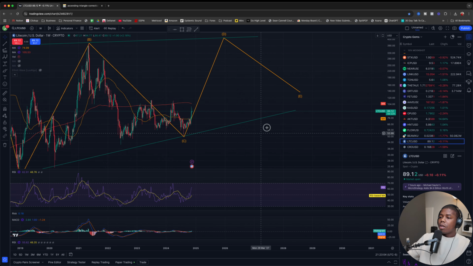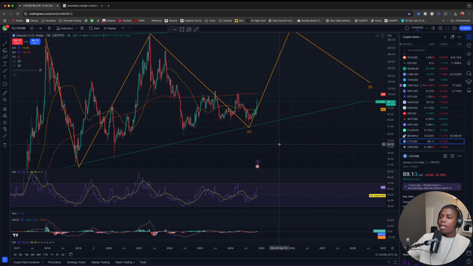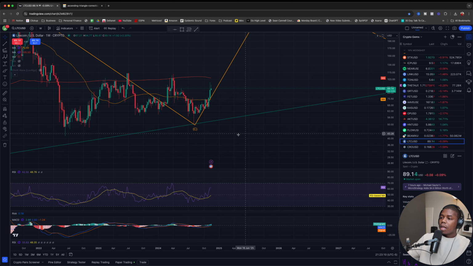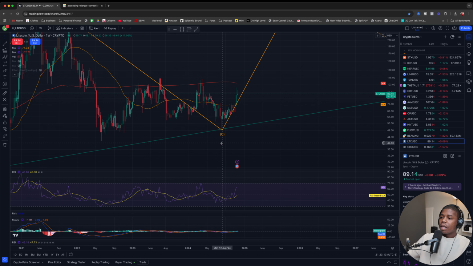So let's zoom in a little bit more and see what we've got when it comes to these weekly candles. One thing that I really like to see near support is a bullish engulfing candle.